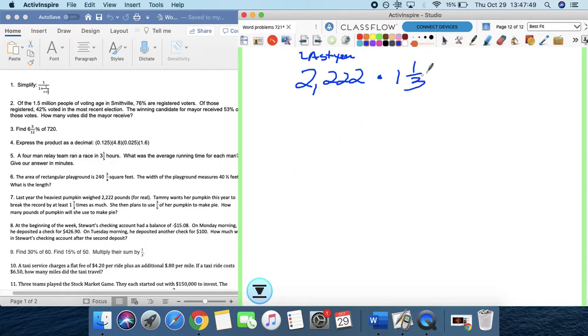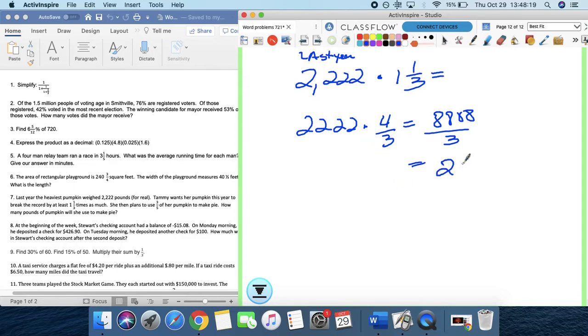Okay. So let's multiply those two. Oh, yuck. So 2,222 times 4 over 3, right? That's gonna give us the new weight of the pumpkin this year to break the record. So 8,888 divided by 3. Let's see what that is. 2,962 and 2/3. That's how much the weight of the pumpkin is this year, the new weight.